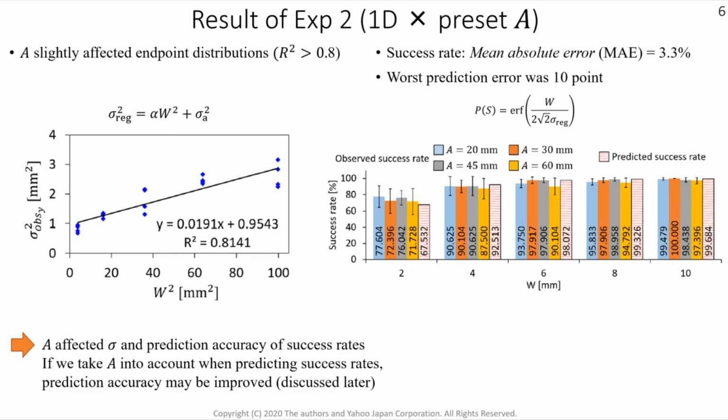Next, in experiment 2, we used 1D targets where the target distance was given. The left figure shows that the sigma was affected by the target distance A slightly, and the R squared dropped to 0.8. The right figure shows that the mean absolute error was 3.3%, and the worst prediction error was 10 points. So the target distance affected the sigma and the prediction accuracy of success rates. Therefore, if we take the target distance into account when predicting the success rates, the prediction accuracy may be improved. We discuss this point later.